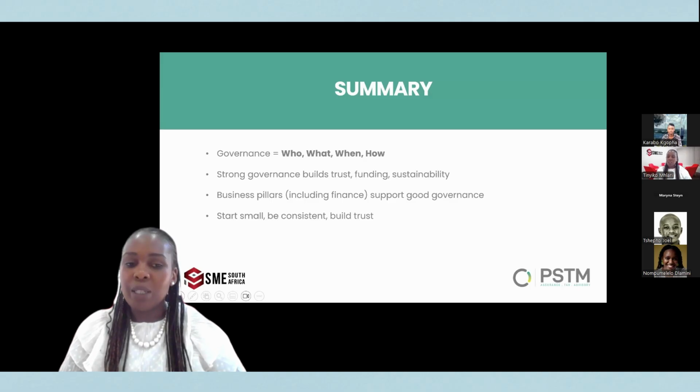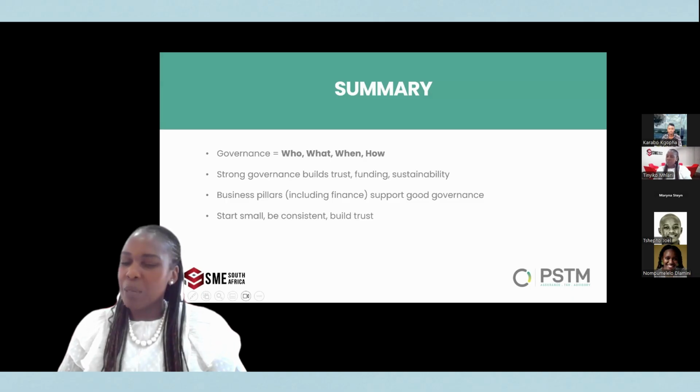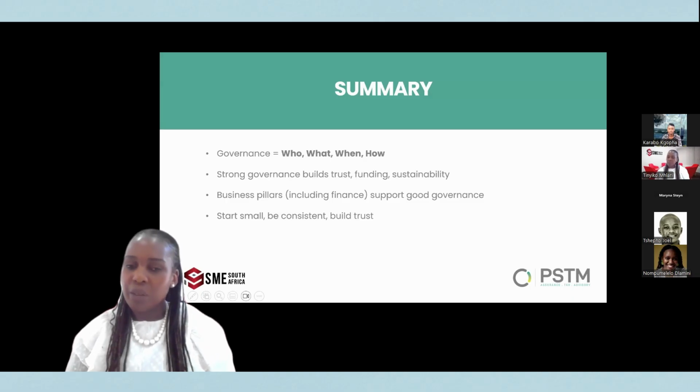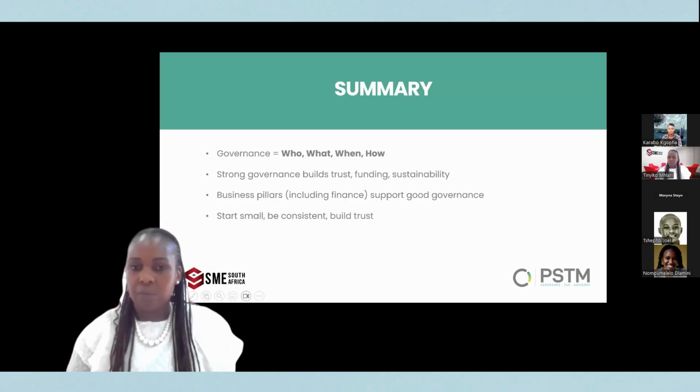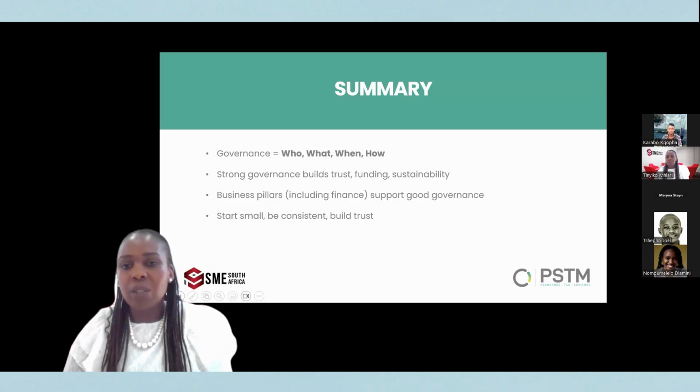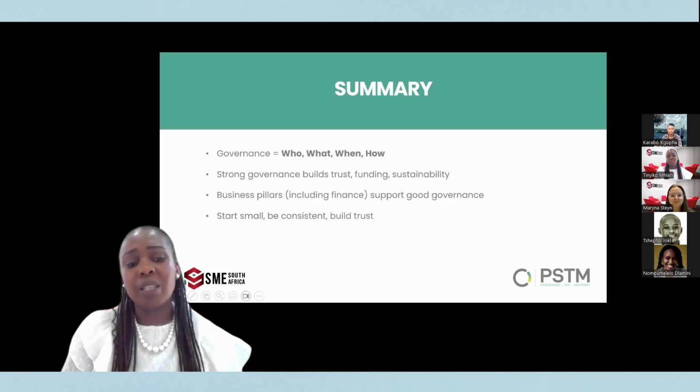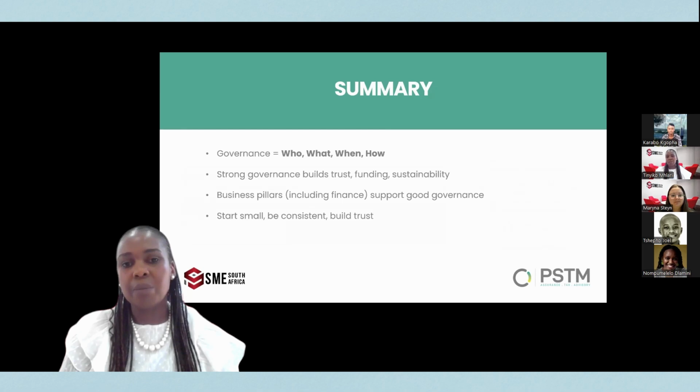To some extent, we're all doing governance. If you haven't started, start small. Continue on that. Be consistent and work on building trust. You will realize that governance is not the monster that we all think it is.